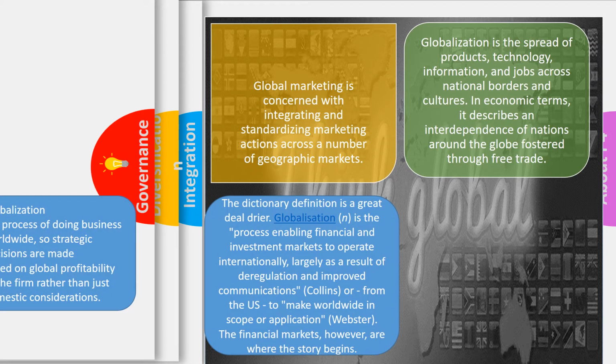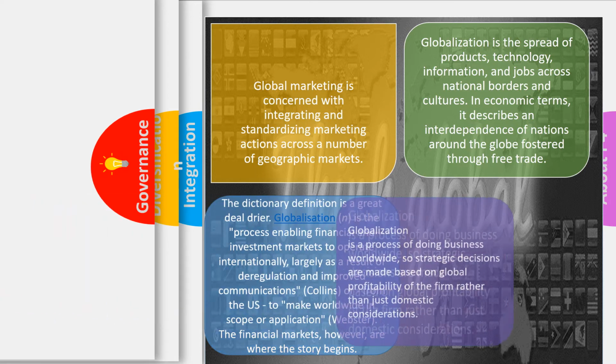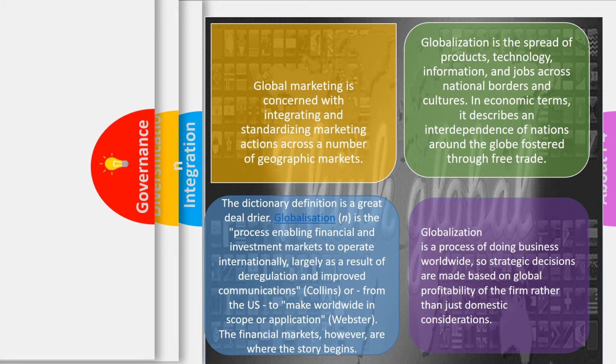Another definition shows globalization is the process enabling financial and investment markets to operate internationally, largely as a result of deregulation and improved communications. Collins, or from the US, to make worldwide in scope or application, Webster. The financial markets are where the story begins. Well, we'll see. Globalization is a process of doing business worldwide, so strategic decisions are made based on global profitability of the firm rather than just domestic considerations.